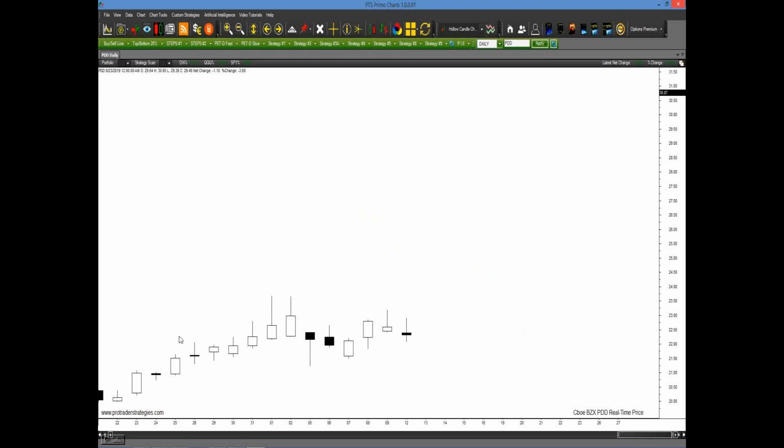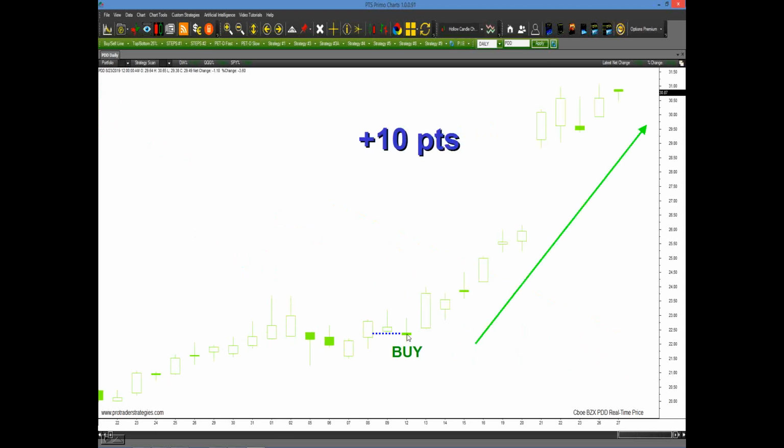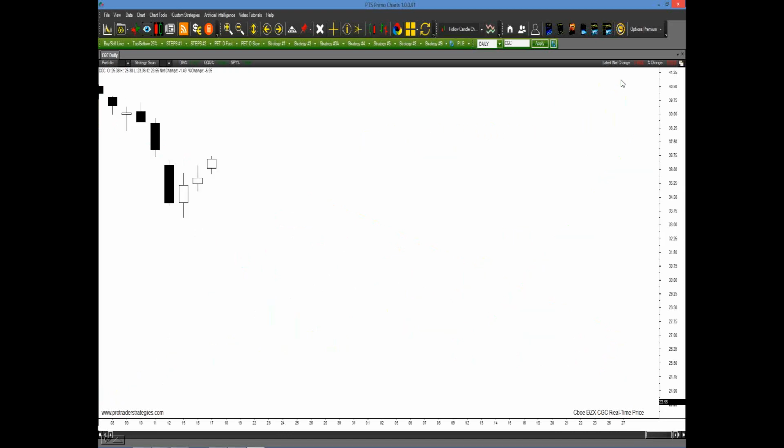Here's an example in PDD, all right? Looks like we're basically going sideways here, maybe rolling over. Well, if we add the Pet D, we see that all the bars are green. So the market is actually telling us we're still in a short-term uptrend, even though we've been going sideways. Well, we look for a bar that closes below the previous bar's low, and that's right here. As a buy setup, 10 quick points in the next week or so.